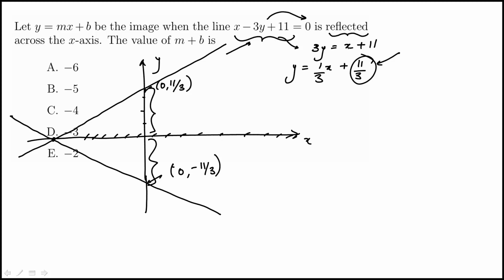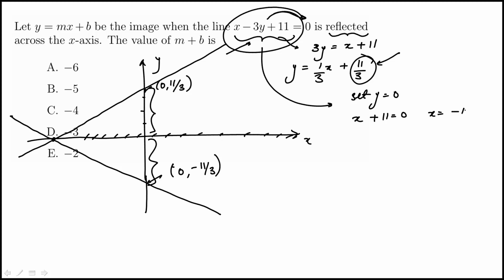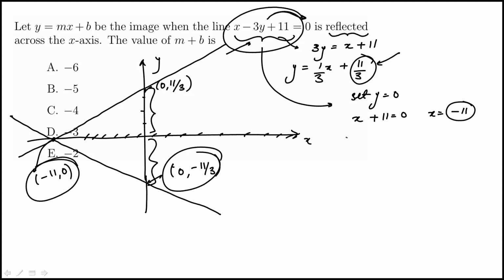X-intercept remains the same, and in fact we can find the x-intercept from the original equation by setting y to 0. So that becomes x plus 11 equal to 0. X-intercept is minus 11. So this point is minus 11, 0, which remains the same. So now we know the x-intercept and the y-intercept of this new line. We can use the intercept form.